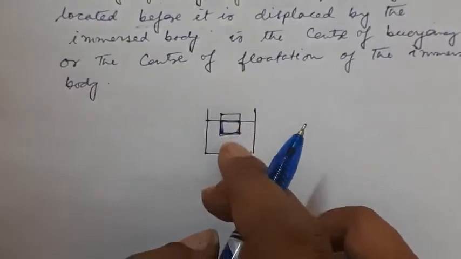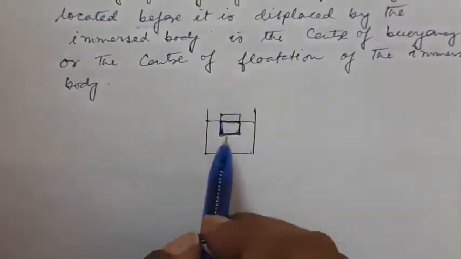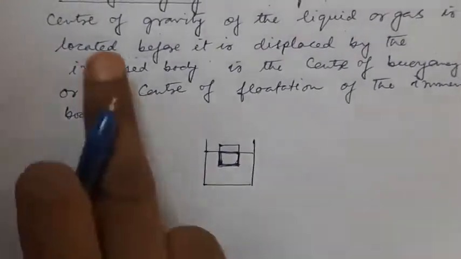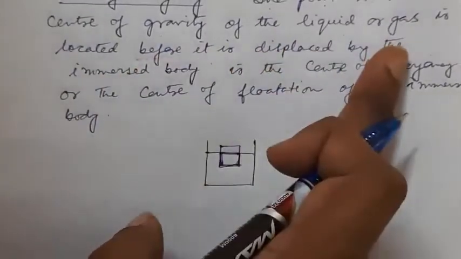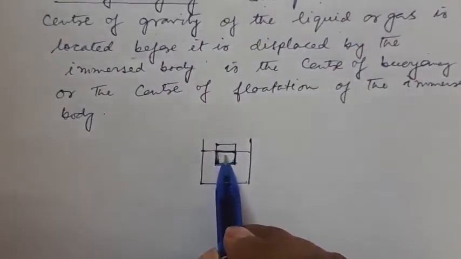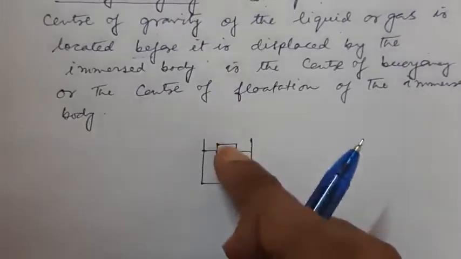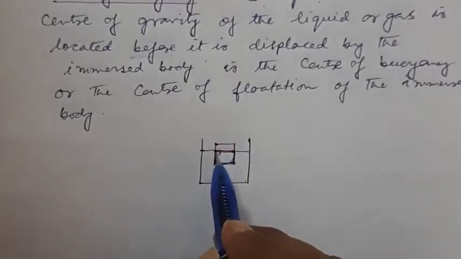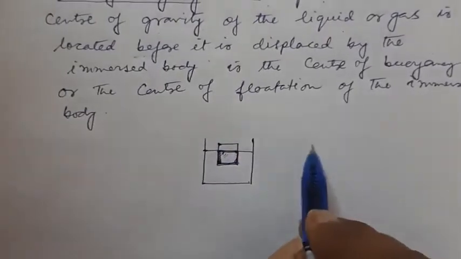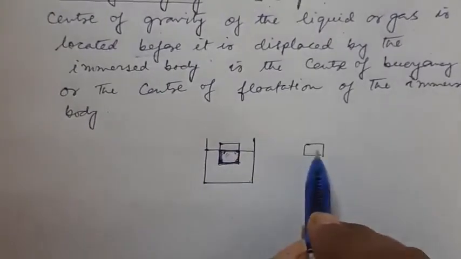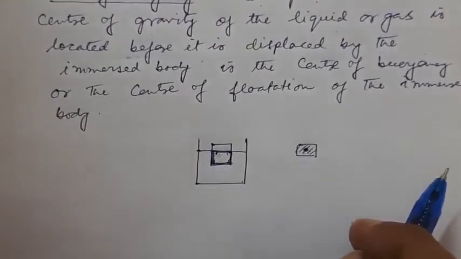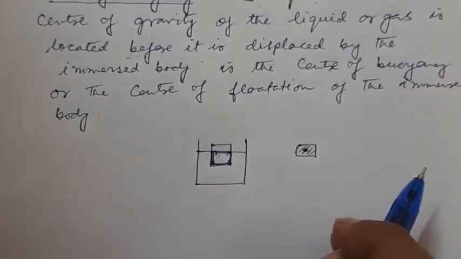So in this place, when the body was not immersed, there was liquid. What I have stated is the center of gravity of the liquid or gas before it was displaced. So when there was no solid in the liquid, this portion was occupied by liquid. The center of gravity of this portion of liquid is known as the center of flotation or the center of buoyancy.